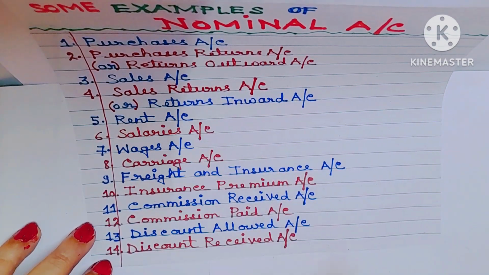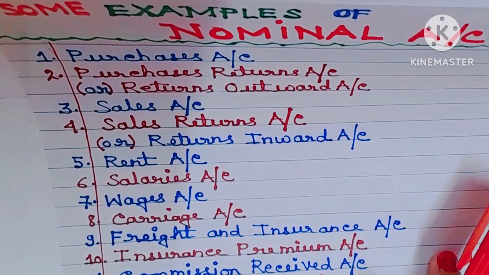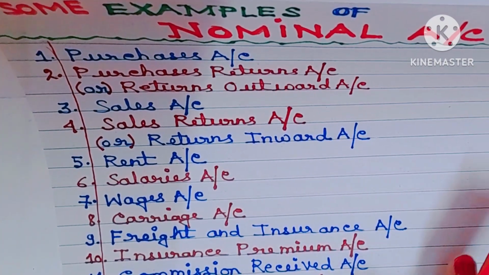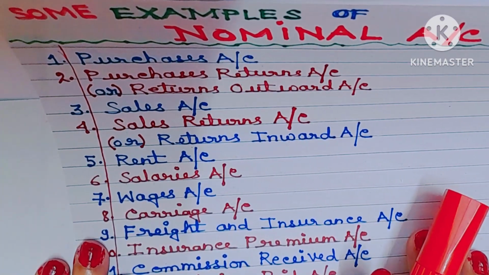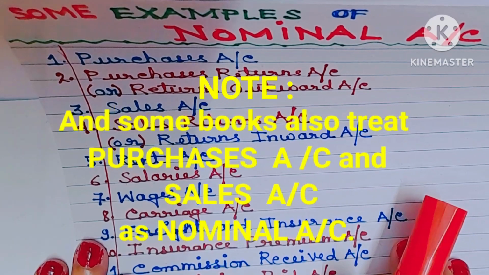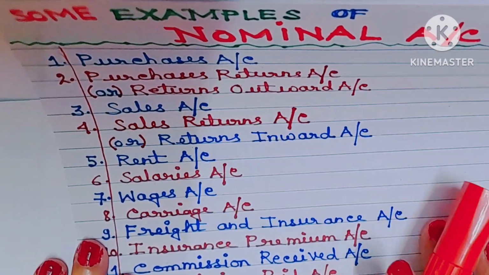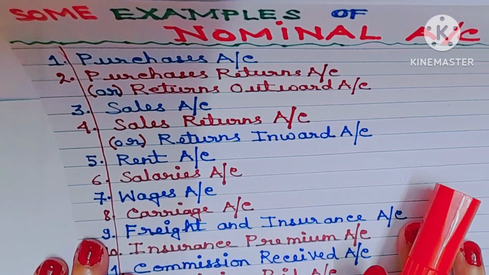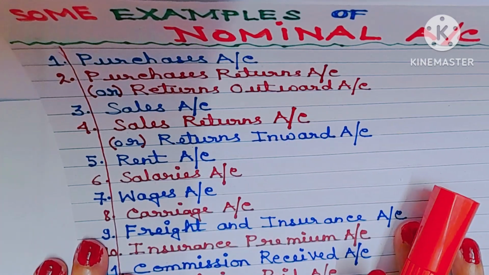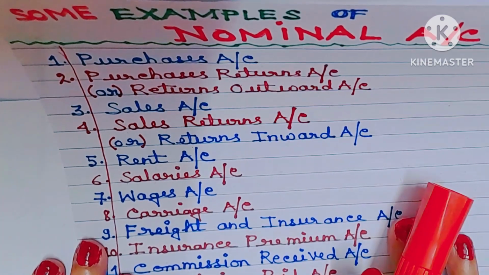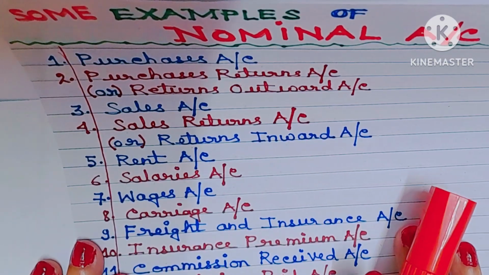Number 1, purchases account. Now the question arises, do purchases account and sales account come under real account or nominal account? Well, some books treat purchases account and sales account as real account because goods are assets. So when goods come into the business, assets come into the business. Assets have physical existence and can be touched and seen. So goods have physical existence and can be touched and can be seen.